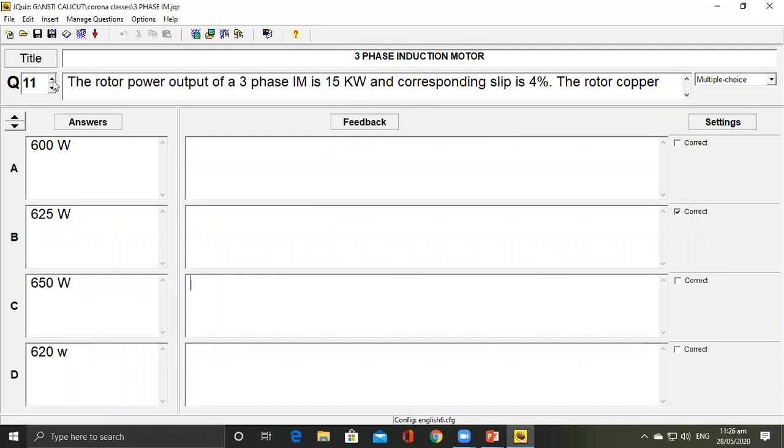So the next question, the 11th question. What is the 11th question? The rotor power output of a three-phase induction motor is 15 kilowatt and the corresponding slip is 4%. The rotor copper loss will be: so in this question you have to find the slip and the copper loss. The options are 600 watts, 625 watts, 650 watts, and 620 watts.